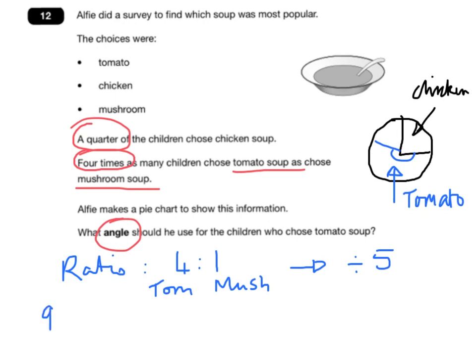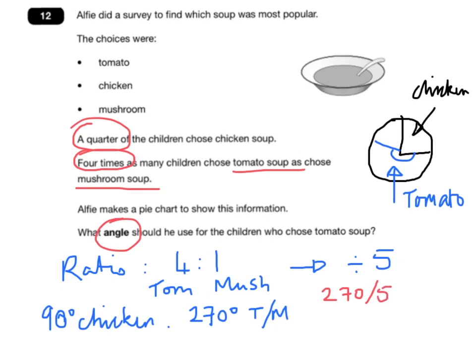So, if we work out the remaining degrees, well, we know 90 degrees in our pie chart represents chicken, because that's a quarter. Then there's 270 degrees, which represents tomatoes and mushrooms, or soup. Therefore, if we divide 270 by 5, we'll find the 5 parts, and we know that 4 of them are going to be tomato soup.